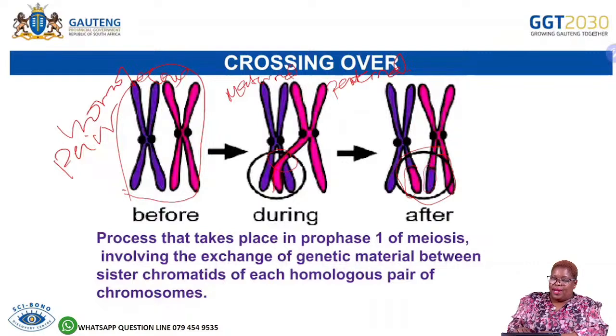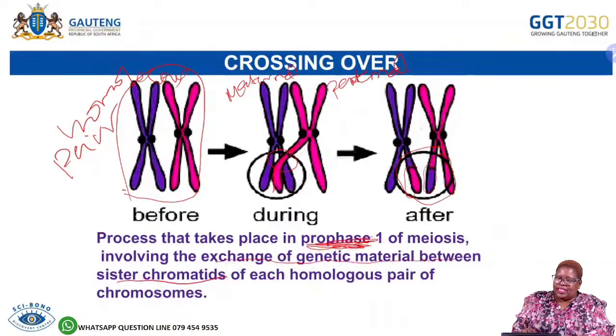Right, the process takes place in prophase 1, okay? Crossing over takes place during prophase 1 of meiosis, and it involves exchange of genetic material between the sister chromatids, right? I've said to you, I will show you what sister chromatids are. So you can talk about sister chromatids where we see the genetic material being exchanged, right?